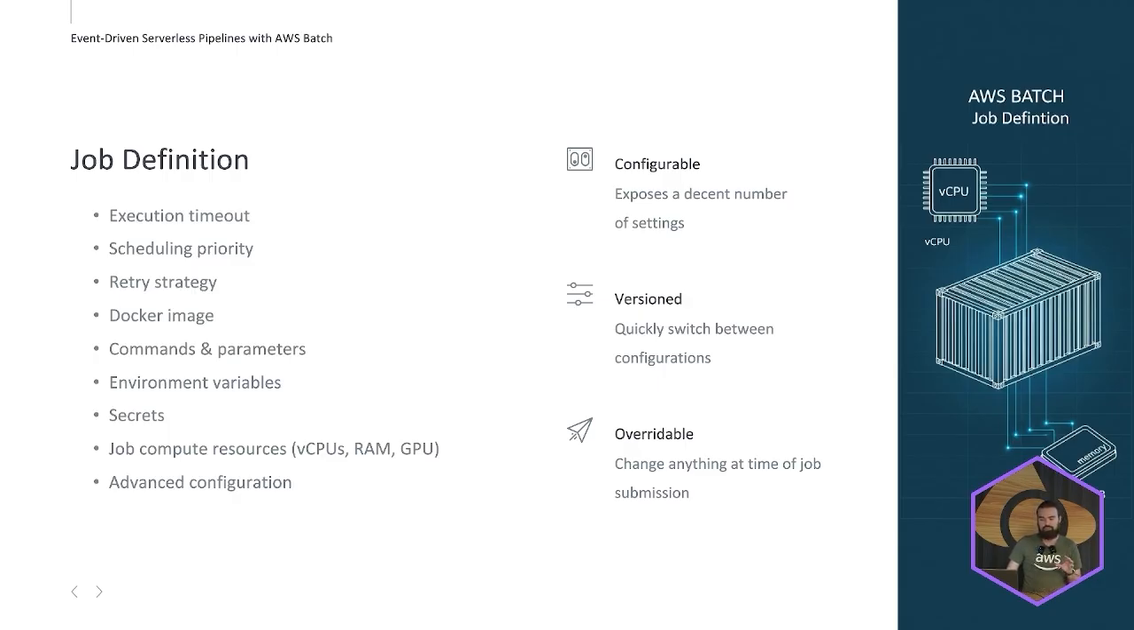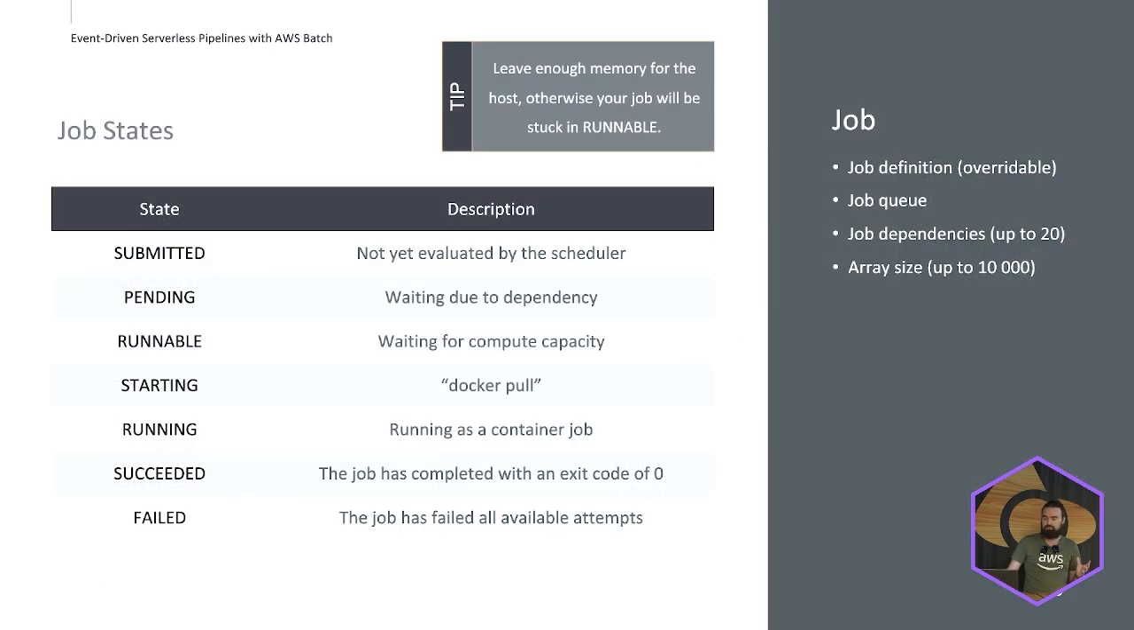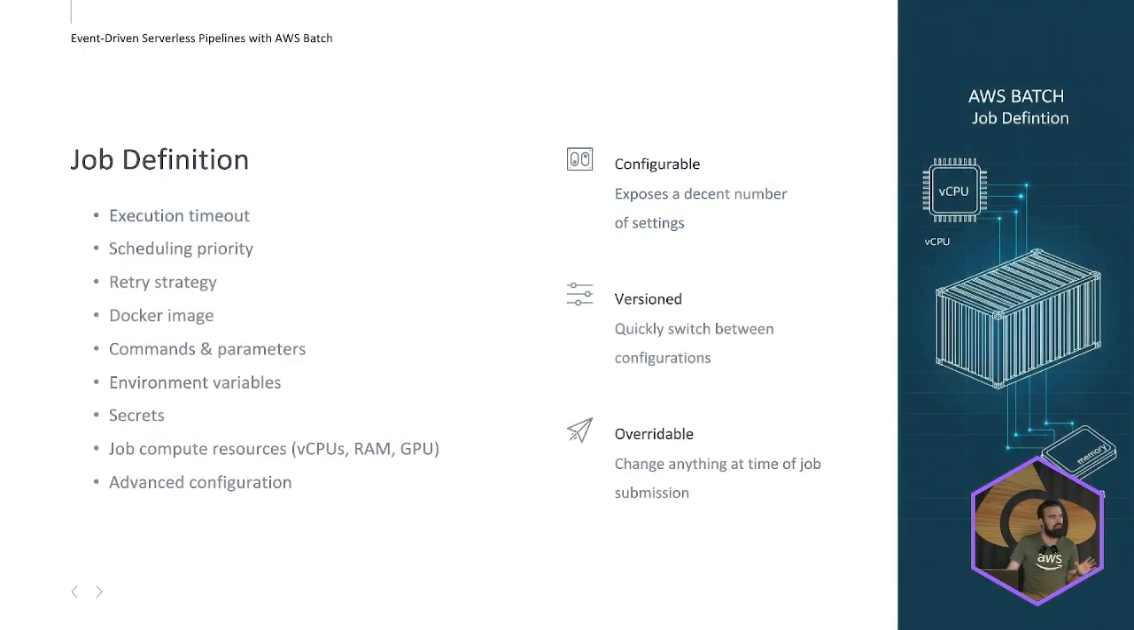Then there's also something called the retry strategy. The retry strategy is basically what happens if the job fails. Should it just quit, or do we want to keep on trying a few more times? Is it something that's likely to work if we run it the second time?